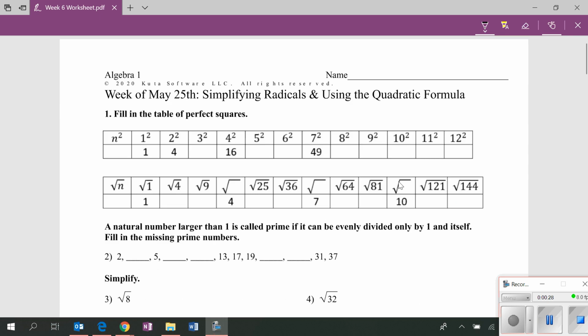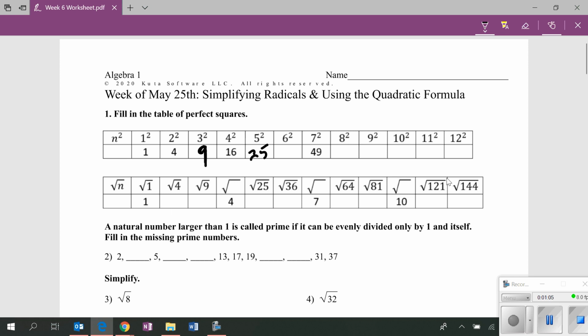Okay, so first problem says fill in the table of perfect squares. So notice the pattern, 1 squared, 2 squared, 3 squared. You're just going to go in and fill in those values, right? You can use a calculator for this. 4 squared is 4 times 4, that's why we get 16. That means 5 squared is 5 times 5, which is 25, okay? So on and so forth.